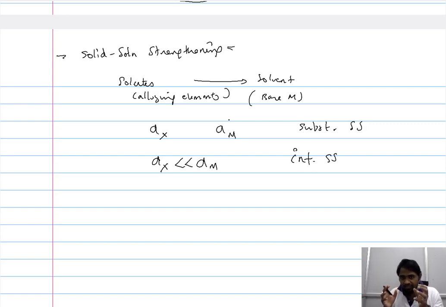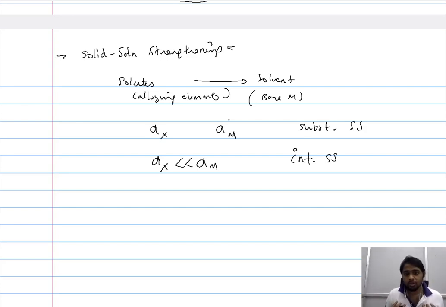Now, the Hume-Rothery rules are the conditions for solubility. The rule states that when the difference in atomic size is equal to or less than 15%, you have a comfortable amount of solubility. However, when the difference is larger, what is compromised is the solubility. It does not mean atoms with a larger size cannot occupy the lattice points of the base metal. They can occupy, but the solubility is compromised.